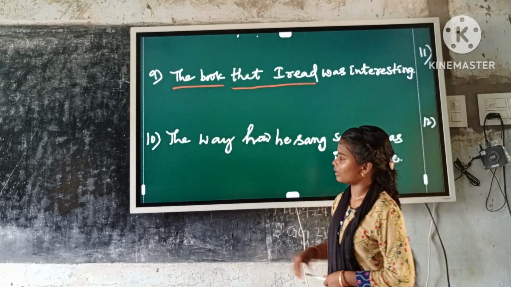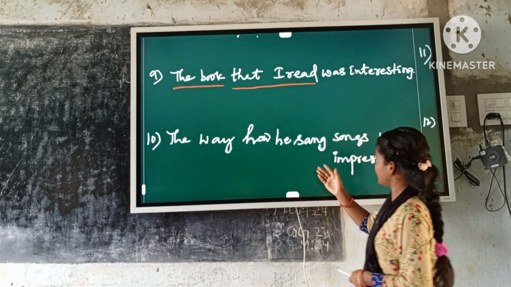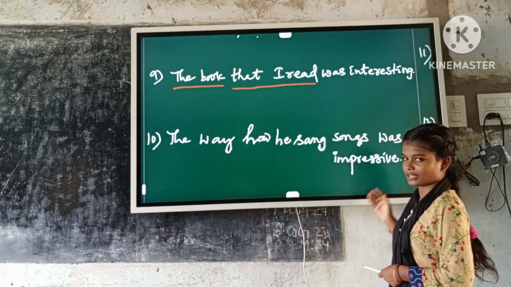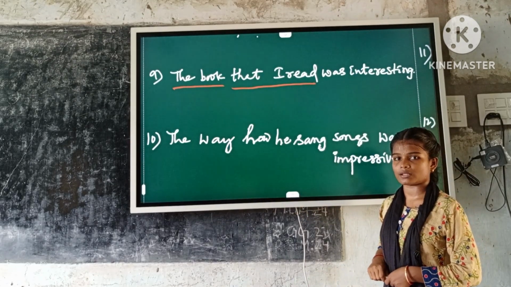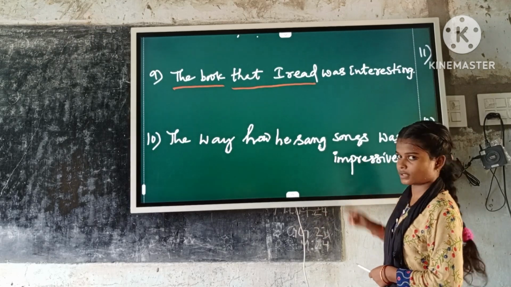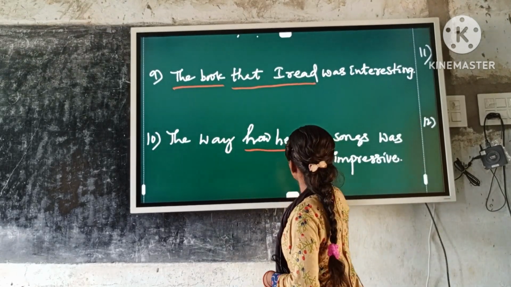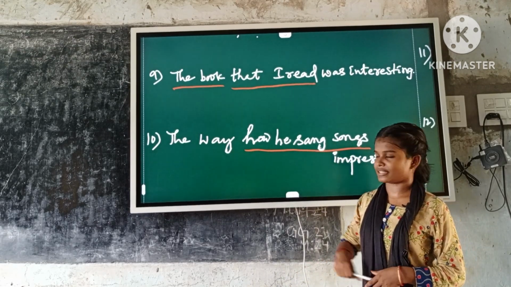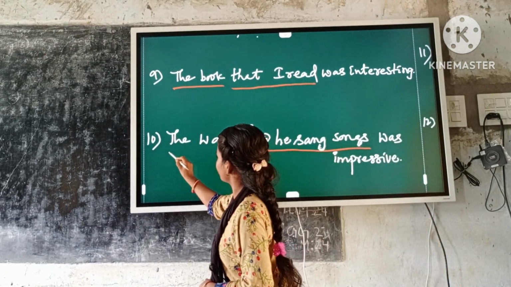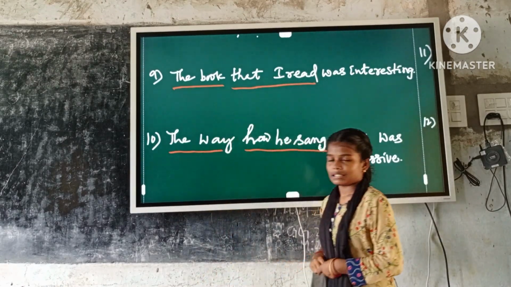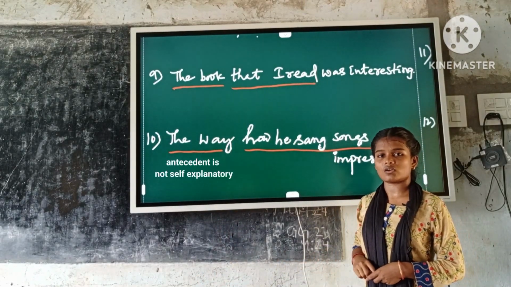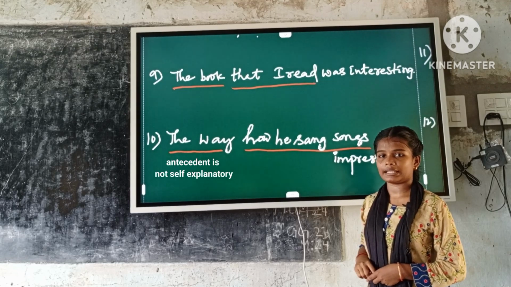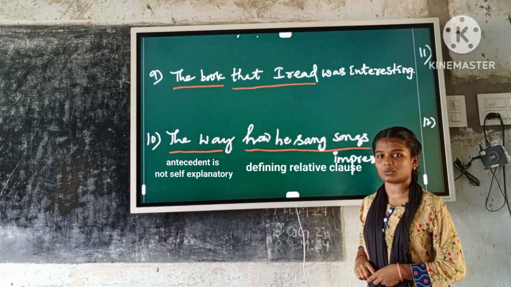10th example. The way how he sang songs was impressive. Here relative clause is how he sang songs. Antecedent is the way. Here antecedent is not self-explanatory. So relative clause is defining relative clause.